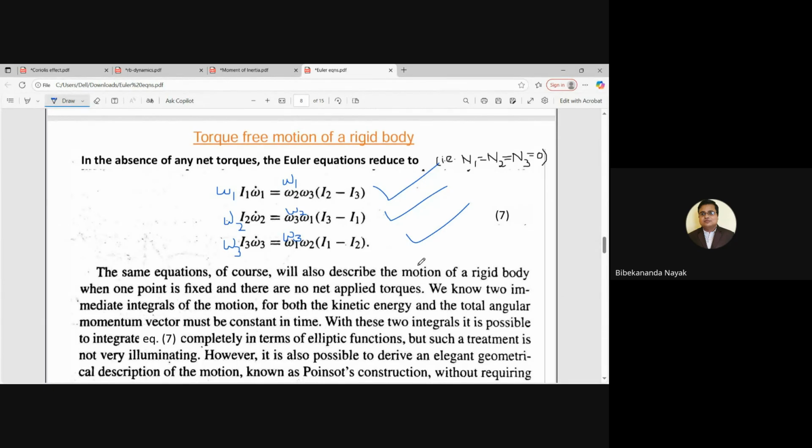Is my slide visible? Hello? Yes, sir. Please add. Add left hand side and add right hand side. So what do you get if you add the right hand side? You see omega 1, omega 2, omega 3 in all terms. So taking omega 1, omega 2, omega 3 common, I add I2 minus I3 plus I3 minus I1 plus I1 minus I2. This means what? If you add all this, what is my result?